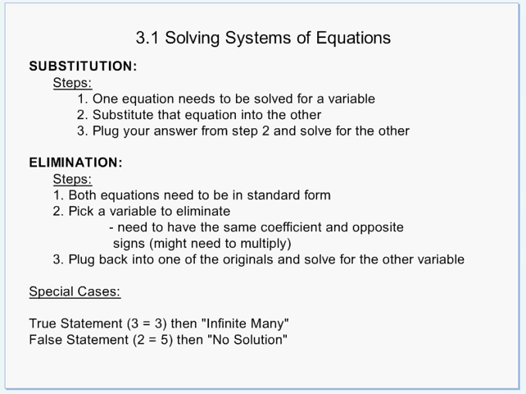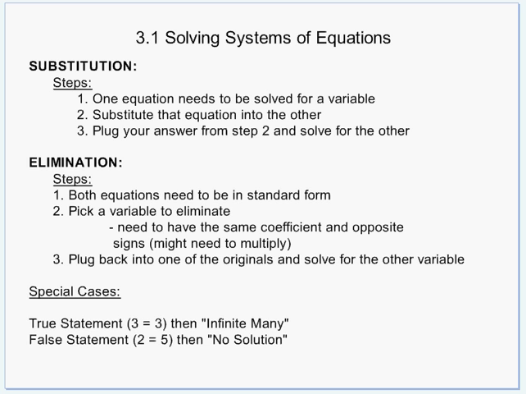So here we have solving systems of equations. We have two ways we're going to solve them. One is through substitution. In substitution, one of the equations needs to be solved for a variable. Then we're going to go ahead and substitute that equation into the other. Then once we get our answer, we're going to plug our answer from step 2 in and solve for the other variable and then write it as a point.